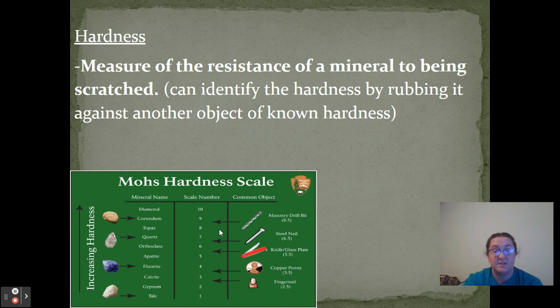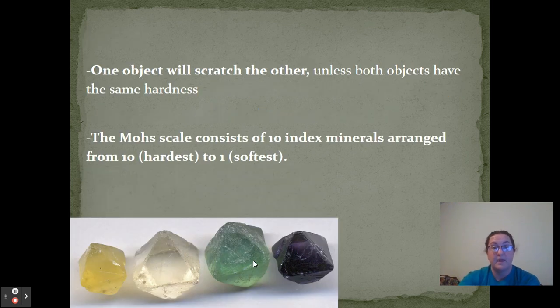So again, as you go up higher, it tells us how hard or how strong the bonds are between all the atoms and molecules in the mineral. So again, one object can scratch the other unless both are about the same hardness. And the Mohs hardness scale goes from 10 being the hardest and 1 being the softest. And every single person can scratch anything with a 2 or lower, because our nails are strong enough to scratch 2 or lower.